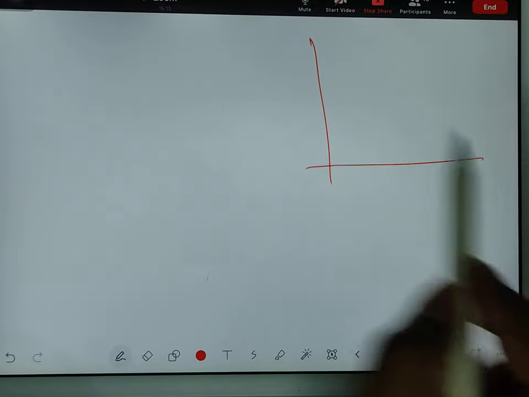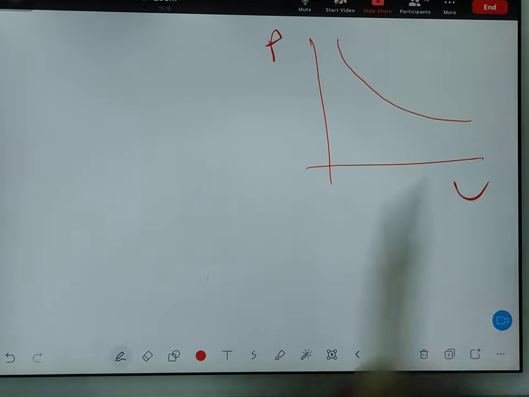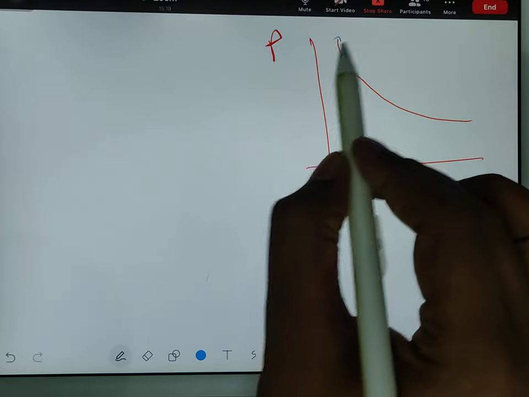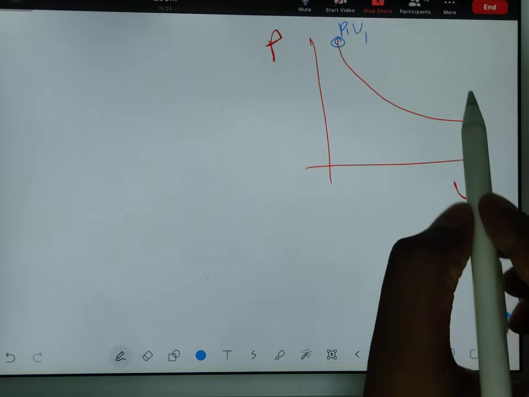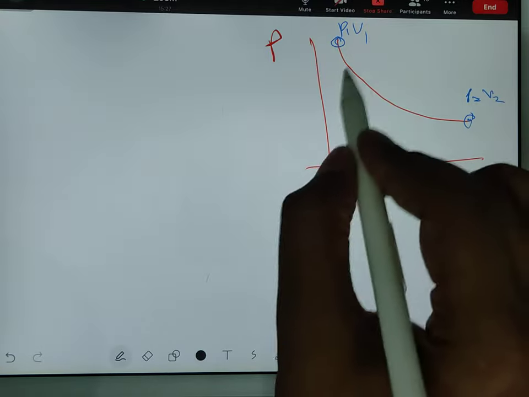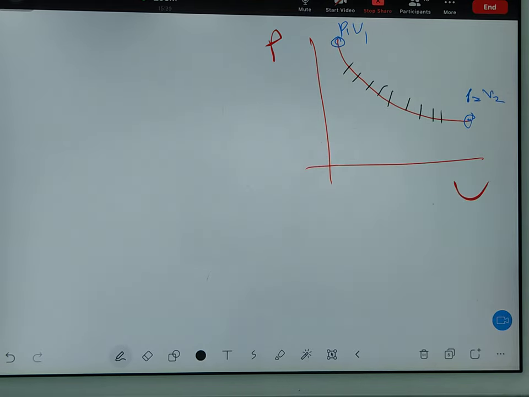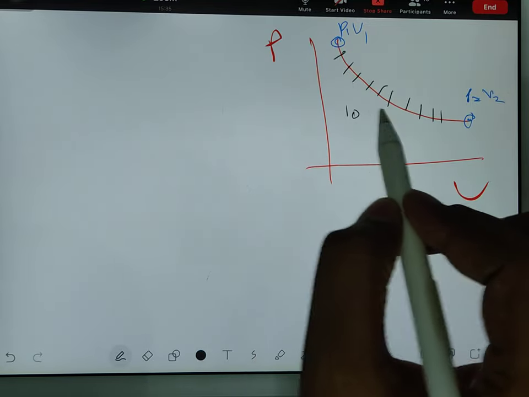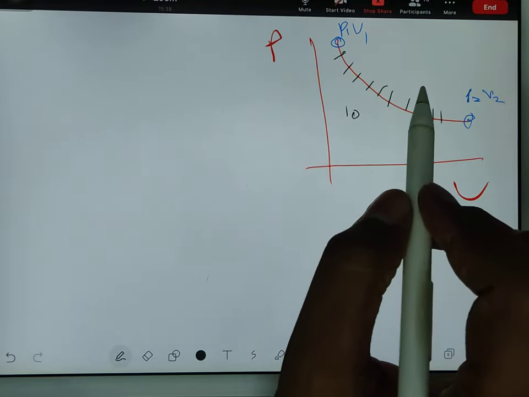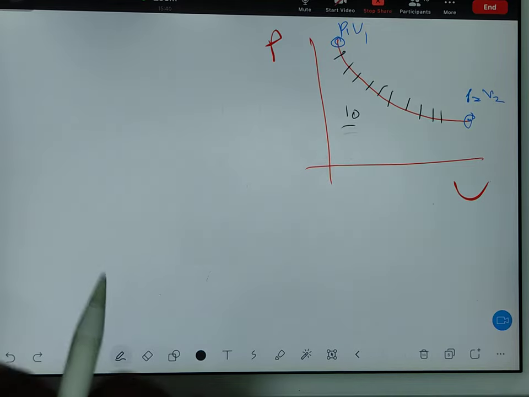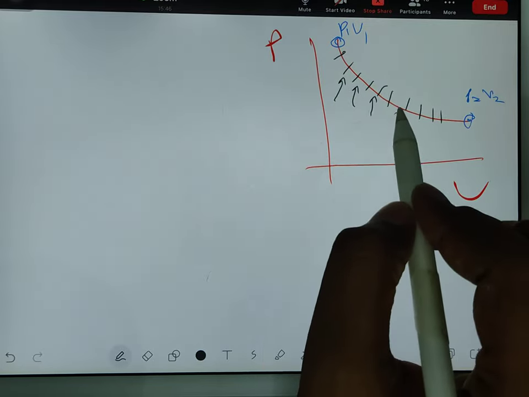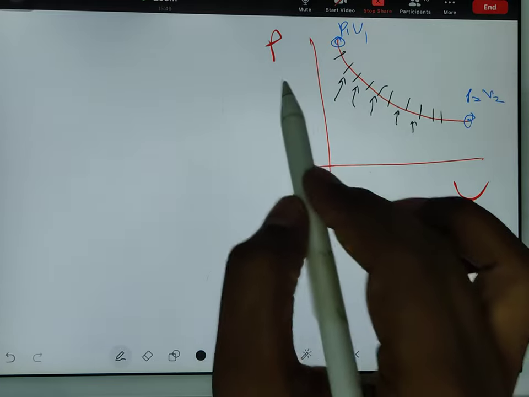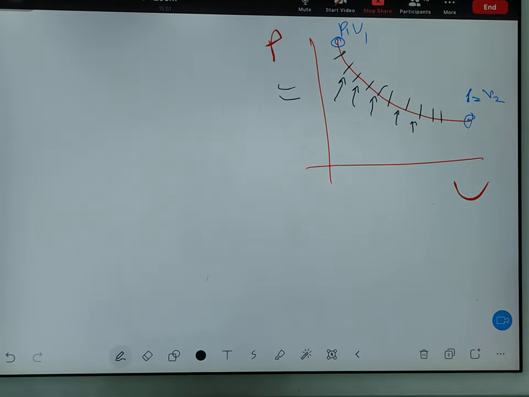So suppose I am making a process on a PV diagram. Suppose this is the process line. At this coordinate I have certain P1 V1 values, and at this coordinate I have certain P2 V2 values. In between I also have so many values, P dash, P double dash, P triple dash, right? Suppose you have 10 points, or 100 points, or 1 lakh points. At every point, the system should be in equilibrium. If they all are equilibrium states, then only you will say this process is a quasi-static process. I hope you understood the idea behind it.